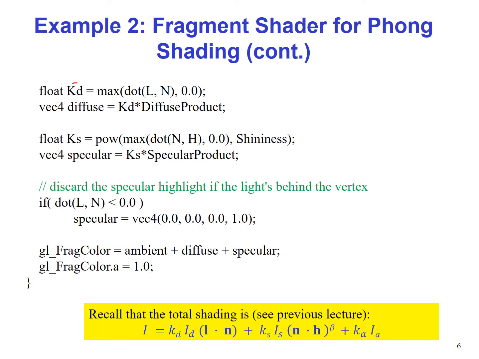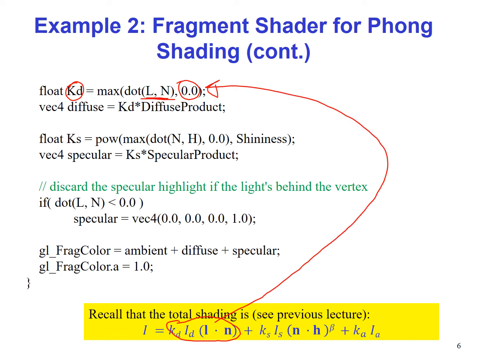Next, we calculate the diffuse component by taking the dot product of L and N and taking the max with 0. So if L dot N is negative, we don't take the negative values, we simply truncate it to 0 because there cannot be negative reflection. So this is basically this part of the lighting calculation, the diffuse part, and then we multiply it with the diffuse light. So we calculate the diffuse component and multiply it with the diffuse light. So this KD is basically here.